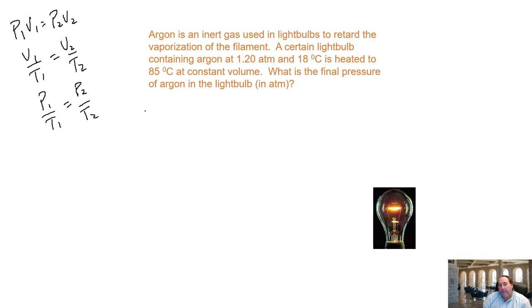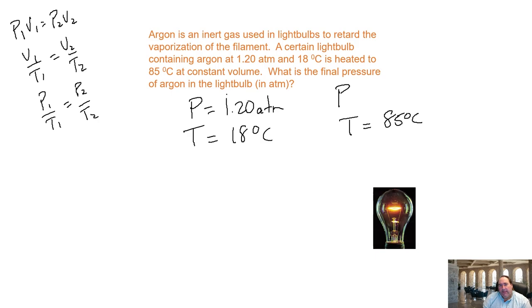So we're going to pull off the information and see which one should apply. We got a light bulb, with a pressure of 1.20 atmospheres. It also has a temperature of 18 degrees Celsius. We're going to heat it to 85 degrees Celsius. And it looks like we are looking for a pressure here. So once again, definitely volume's out, since we don't have that. We do have pressure and temperature, so no temperature in that one. So once again here, Gay-Lussac looks like the winner of what we want to do.